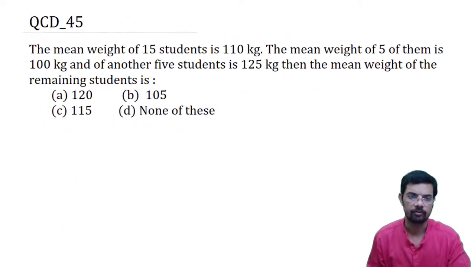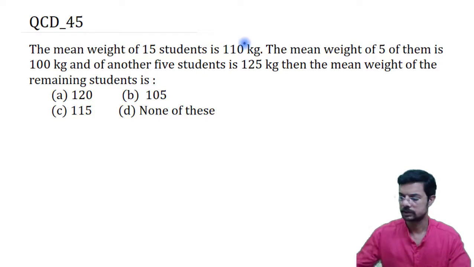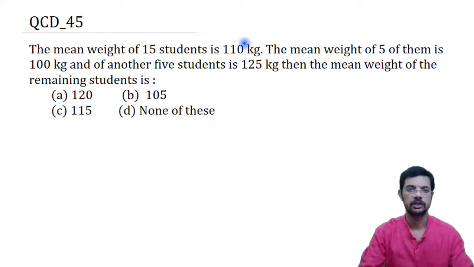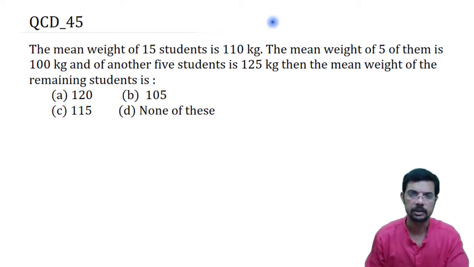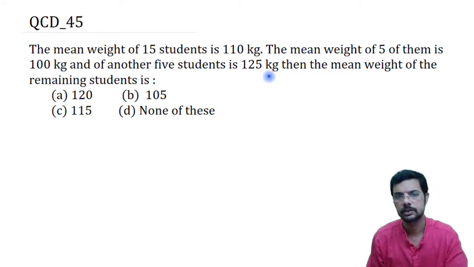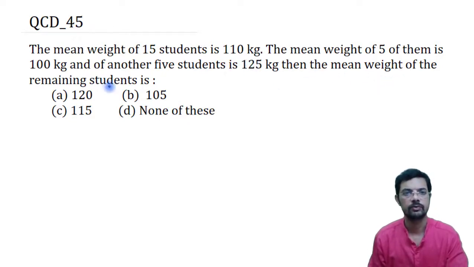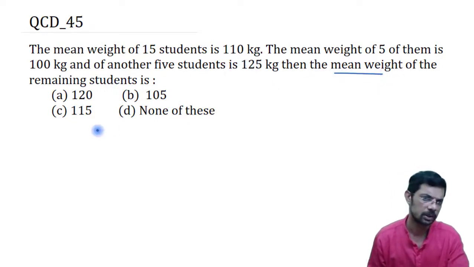Next question is question number 45. The mean weight of 15 students is given to you as 110 kg. The mean weight of 5 of them is 100 kg, another 5 students is 125 kg, and for the remaining 5 students we don't know the mean weight. So that is what we need to find. It is a combined mean problem for 3 groups. The one big group is divided into 3 parts.